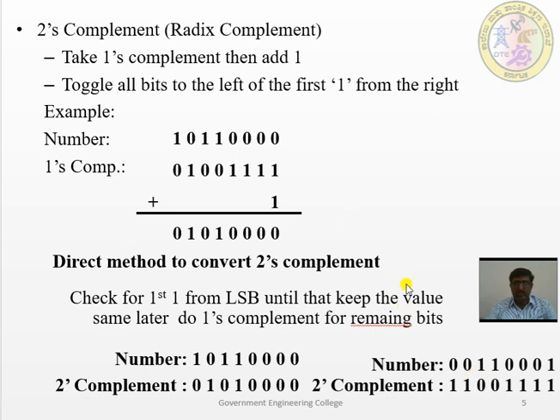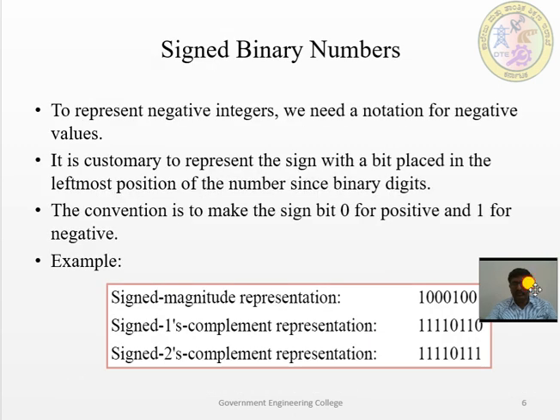So in this fashion, we can go for any of the procedures directly. Either subtract the first bit by 2 and the remaining bits by 1, or first convert to the 1's complement and add 1 to it, or just check for the first bit, keep it the same until that point, and take the 1's complement of the remaining bits. You can go for whichever you feel is easy.